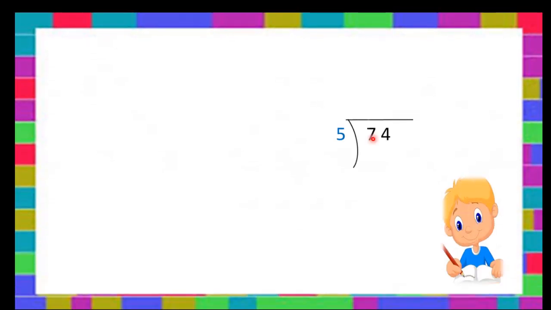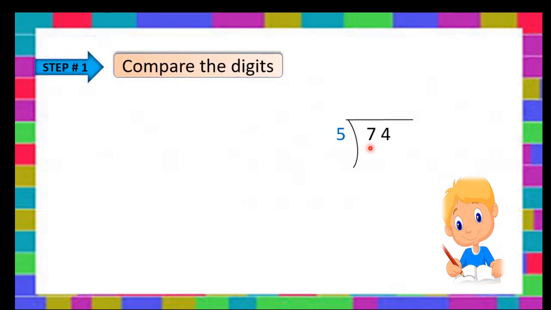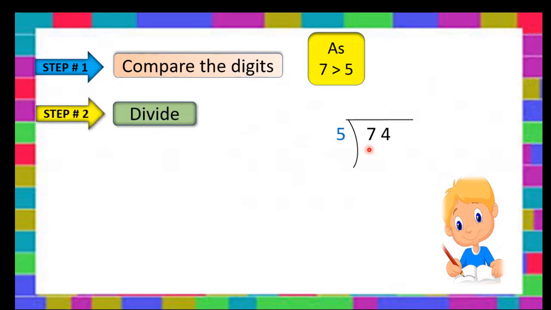Now we are going to divide 74 by 5, as 74 is the dividend and 5 is the divisor. In 74, 4 is at 1's place and 7 is at 10's place. There are some steps for solving this. In the first step, we have to compare the digits of the dividend. First, we will compare the leftmost digit of the dividend, which is 7 at 10's place. As 7 is greater than 5, it means that 5 can divide 7 and there is going to be the division in the second step.